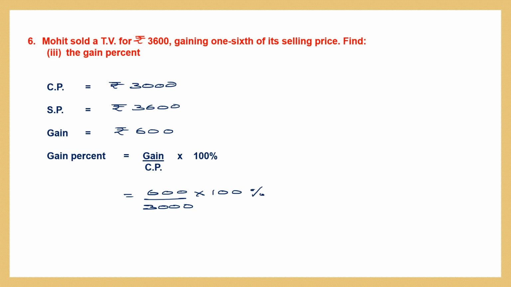So let's cancel here. I can cancel two zeros from here. I can cancel one zero here. I can cancel 3 and 60. 3 into 20 is 60. So we have our answer. The gain percent is 20%. So this is our answer.